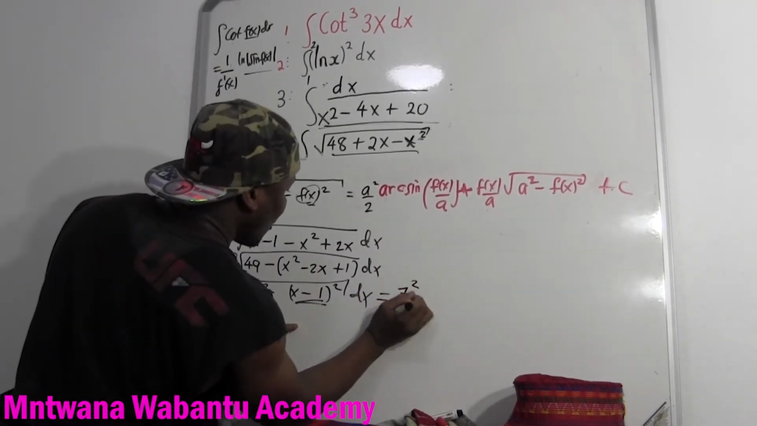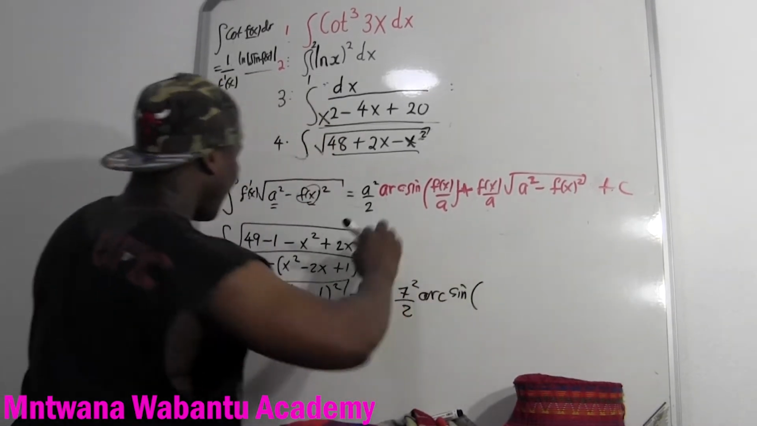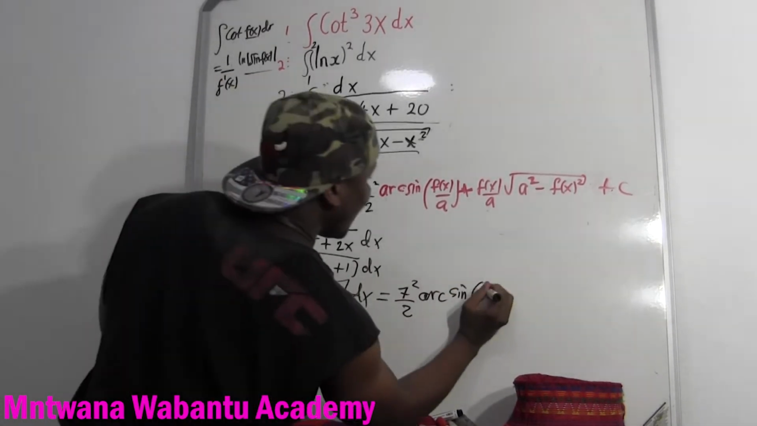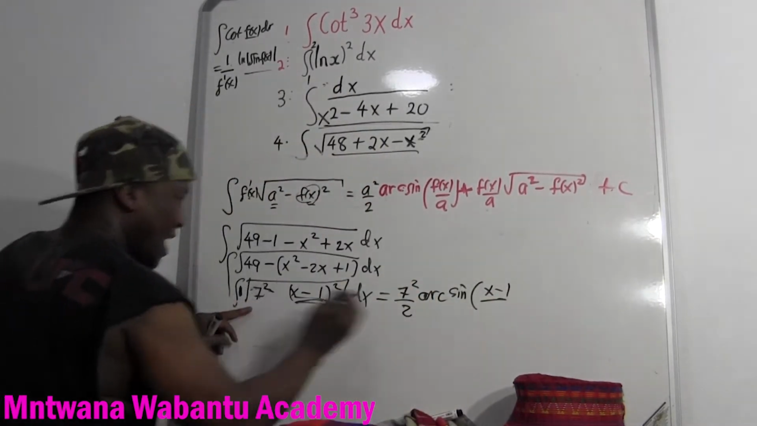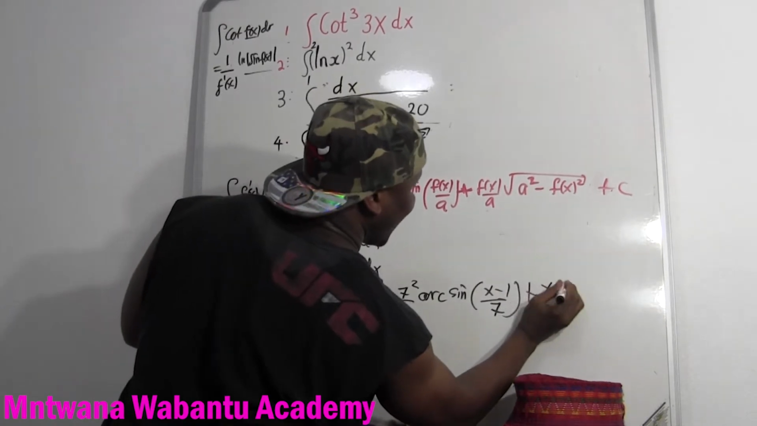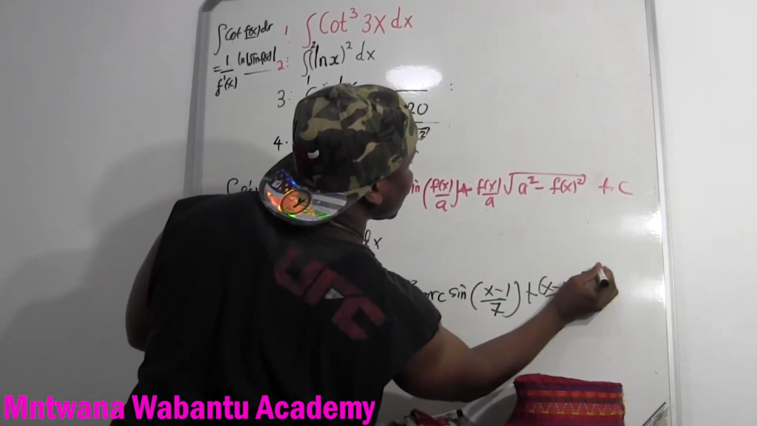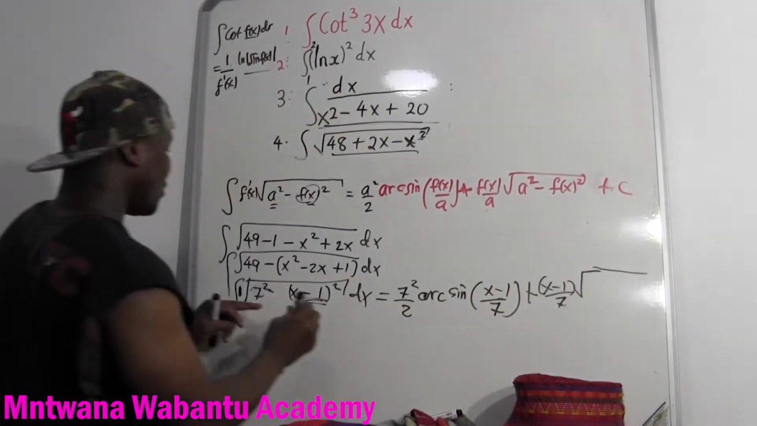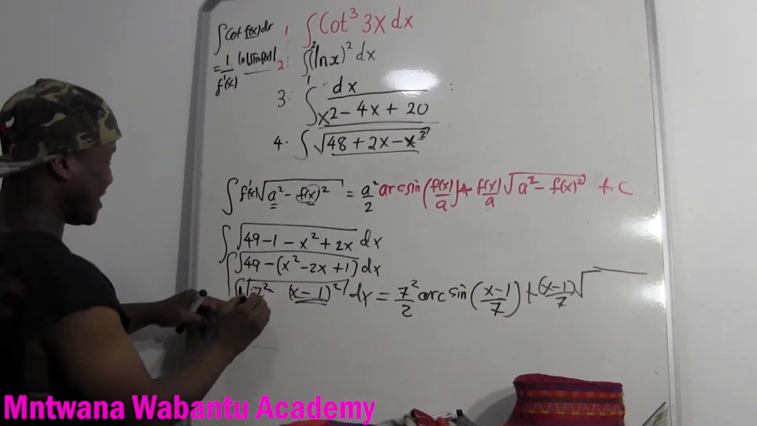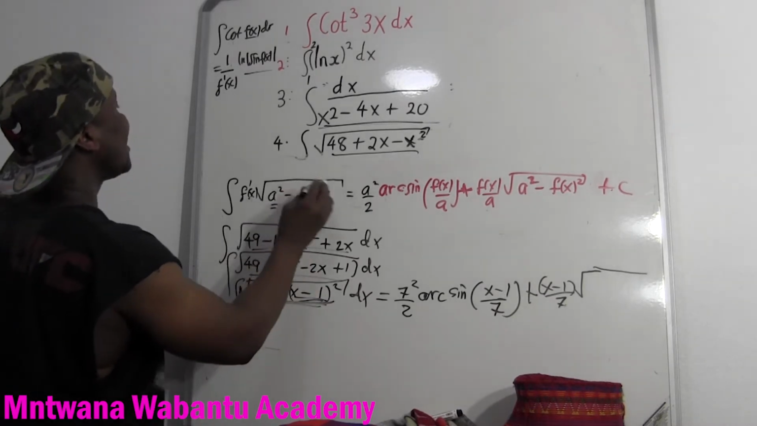So 7 squared over 2, arcsine of f of x. What's my f of x? x minus 1. So it's going to be x minus 1 over a. What's my a? It equals 7. Then plus f of x, x minus 1, over a equals 7, and then the square root of a square minus f of x square. A square minus f of x square means this, which is the same as the given one.